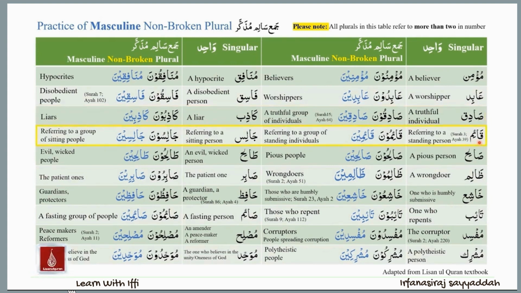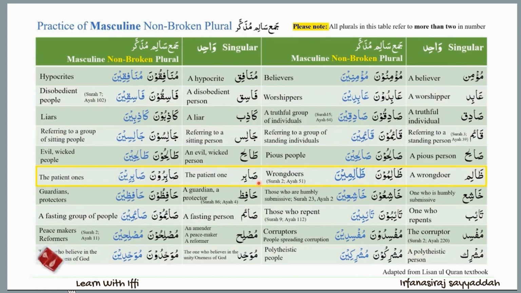Qaim refers to a standing person or someone who is steadfast. Qaimuna, qaimina. Jalis refers to a sitting person, and the plural will be jalisuna, jalisina. Saleh is a pious person or one pious person, and the plural are salihuna, salihina. Taleh is a wicked person or an evil person, and the plurals are talihuna, talihina. Zalim is a wrongdoer, and the plural are zalimuna, zalimina.